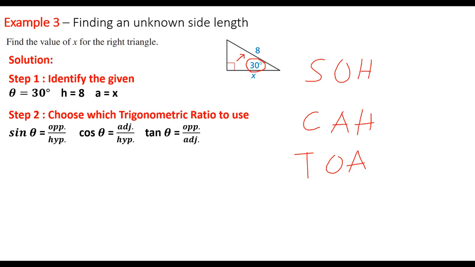Now, how do we choose which trigonometric ratio we are going to use to solve this problem? To do that, we will be going back to the given. So look at the given. So the givens are theta. All trigonometric ratios have theta.